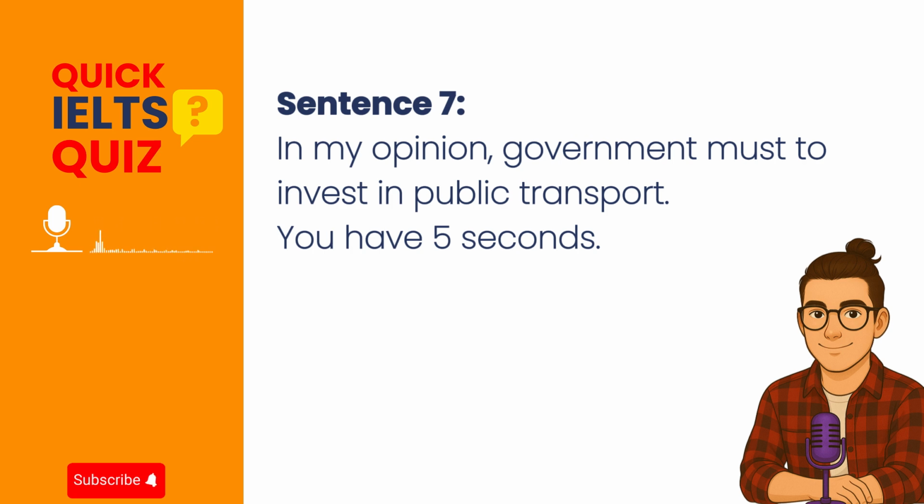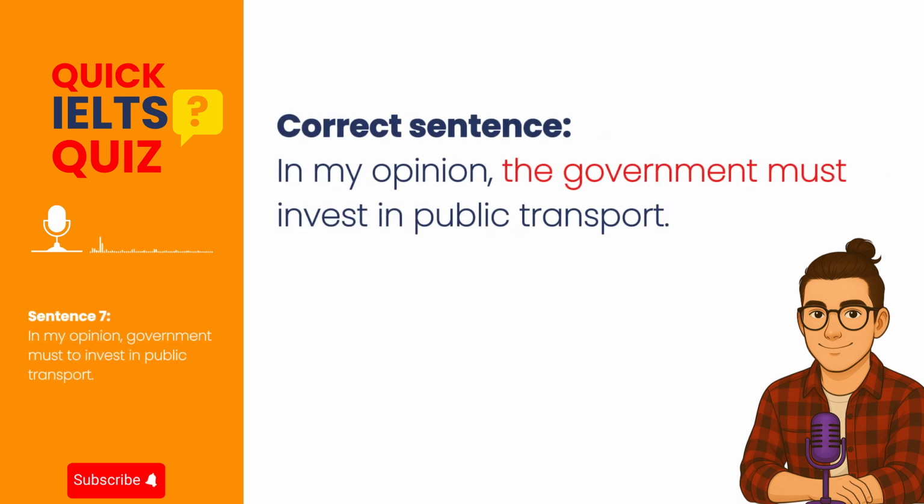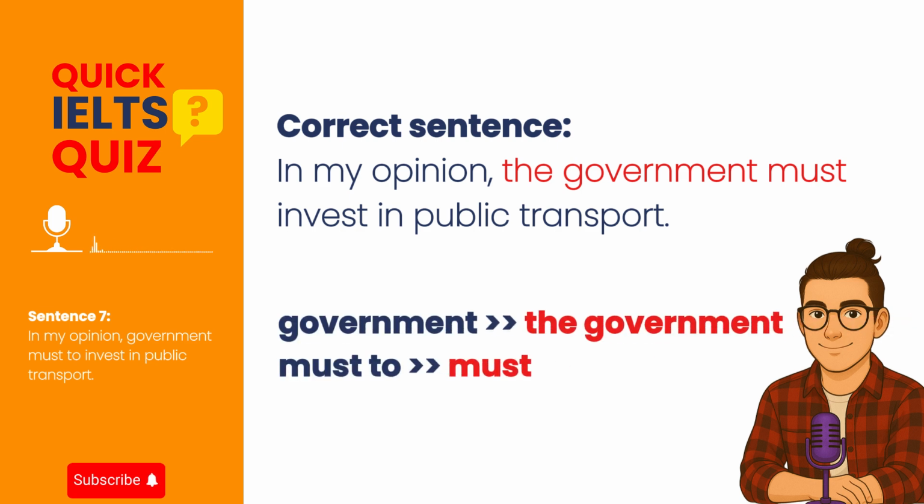Sentence 7. In my opinion, government must to invest in public transport. You have 5 seconds. There are 2 small mistakes here. First, the article. We need to say the government because we're referring to a specific institution, not just any government. Second, the verb form. After modal verbs like must, we use the base form of the verb. So instead of must to invest, it should be must invest.